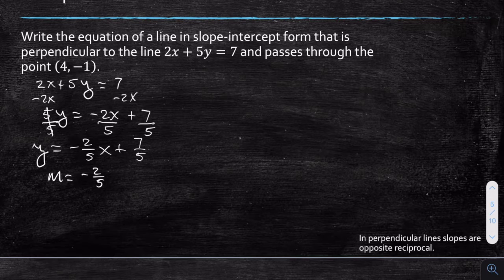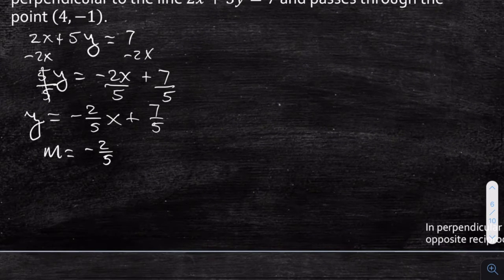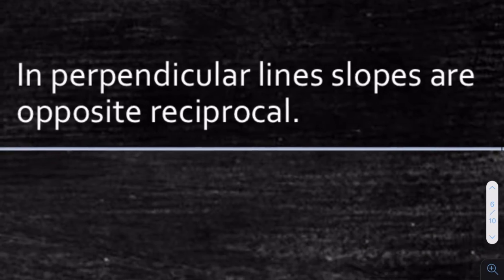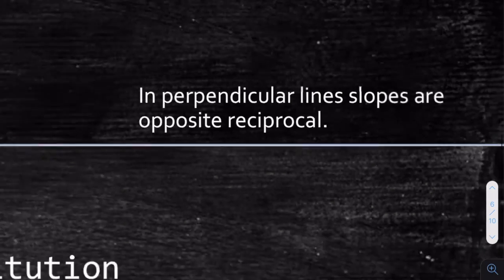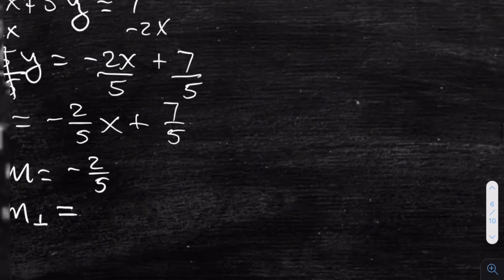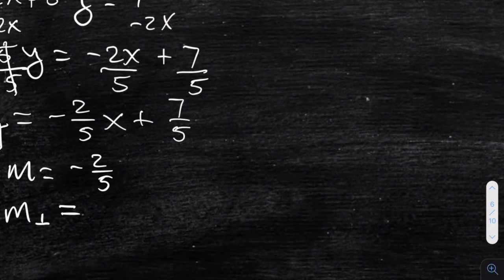Now, I've told you this before. I like to use this little symbol for perpendicular slope. So if the slope is -2/5, then the perpendicular slope, it looks like an upside down capital T right there, that's the symbol for perpendicular. The perpendicular slope is going to be the opposite reciprocal. So let's go opposite. Well, this is a negative number, so it's going to be a positive number. And we're going to take that fraction and turn it upside down.